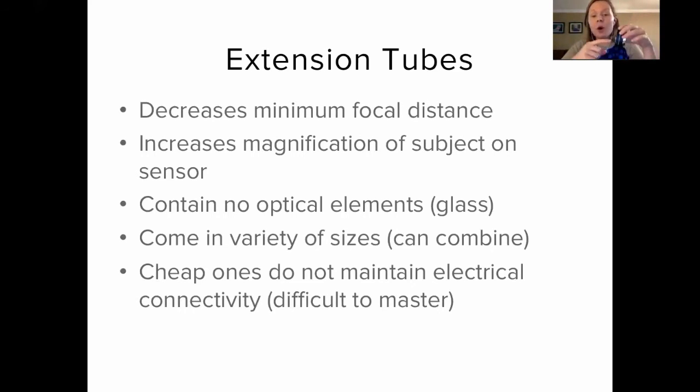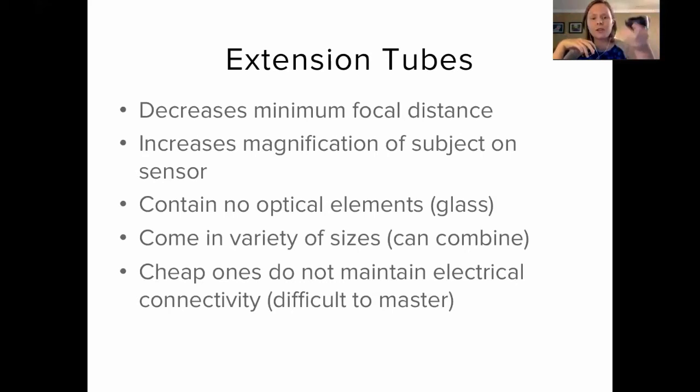But because there are no optical elements, they don't reduce the amount of light coming into your camera. So you don't have to worry about, sometimes if you're using a 2x multiplier on your camera, or some of the magnifying filters, every piece of glass that you put on your lens is going to reduce the amount of light that can come into your lens. So that's going to be a little bit problematic. These extension tubes do not do that.